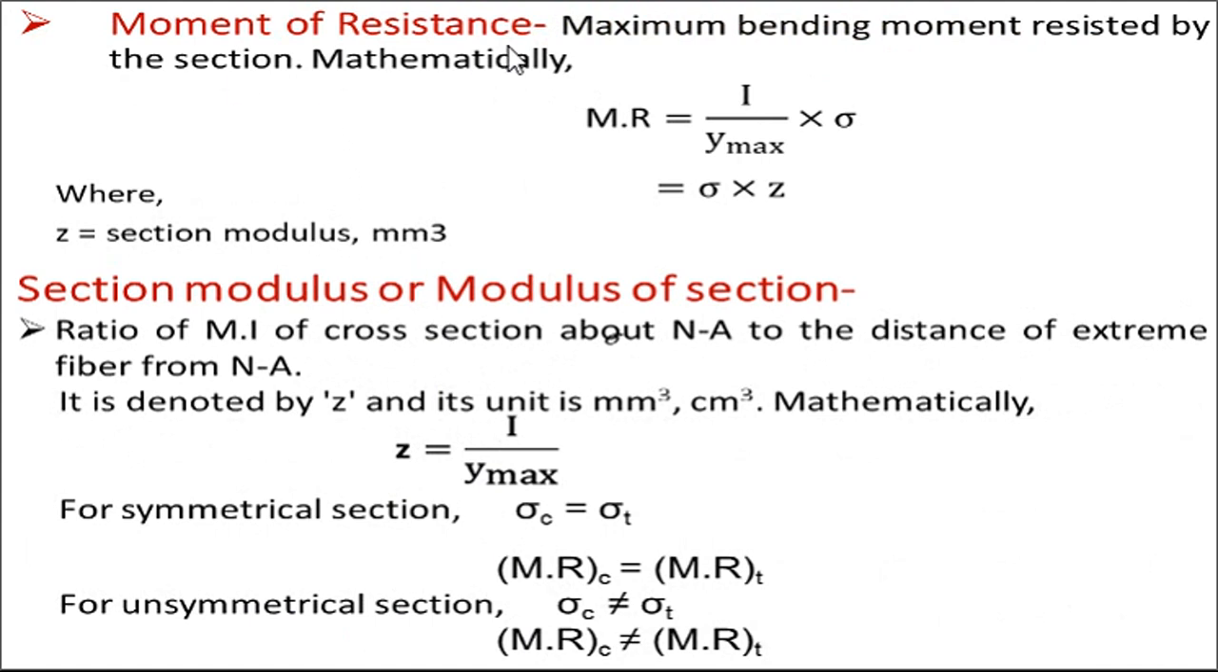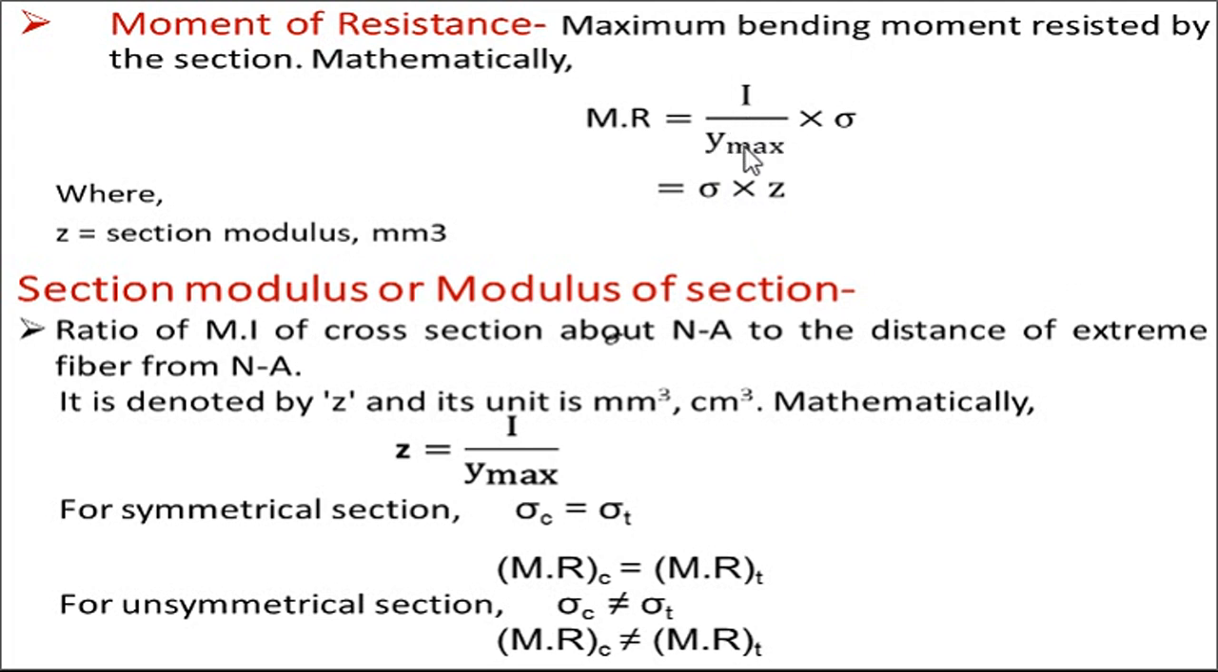So it's very simple. In one line you can define this: maximum bending moment resisted by the section. Mathematically, symbolically it is represented by M_R. The moment of resistance is equal to, as we already derived, M = (I/y) × sigma. Here I is the moment of inertia, y is the maximum distance from the neutral axis, and sigma is the bending stress in the beam.